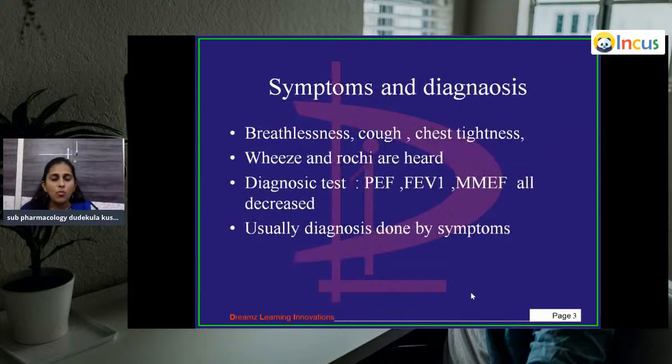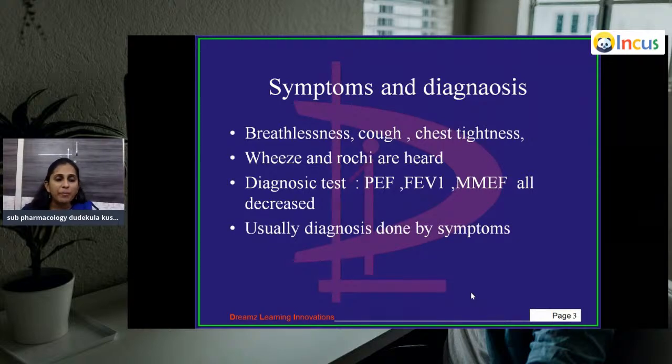Okay. Now, what are the symptoms in asthma? We get breathlessness. Breathlessness is when she or he, the patient or the child, cannot walk a few steps. Okay. This dyspnea, breathlessness, cough, chest tightness, wheeze, bronchi, and also you can see sneezes, cold. All these are symptoms of asthma.